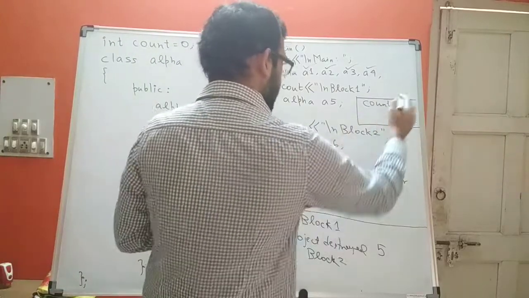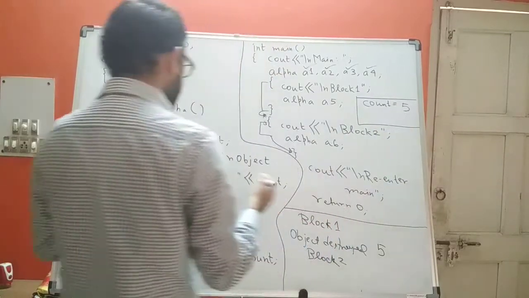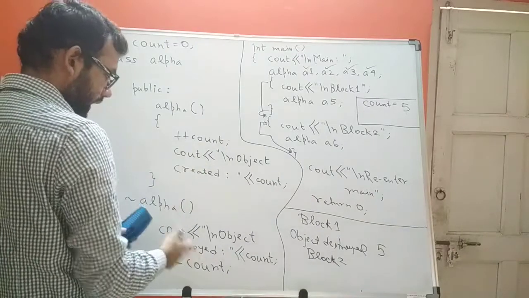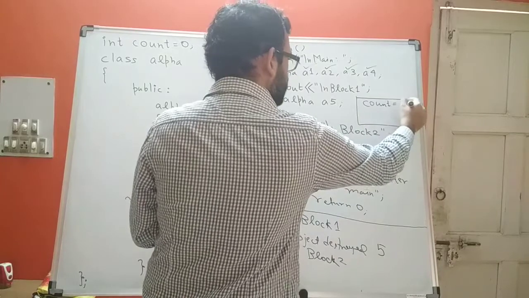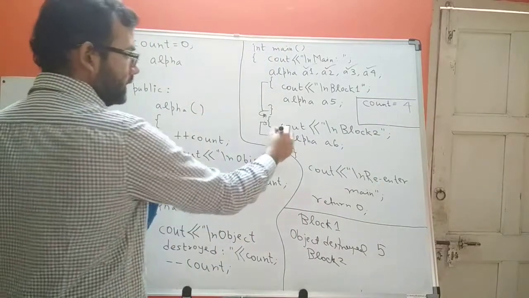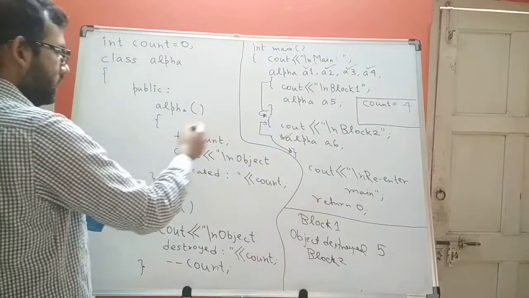I'm sorry. The value of count was 5. And then now the value of count became 4. So I was right, right? Because of the destructor, the value of count again became 4. Now because of this statement, A6, what will happen?